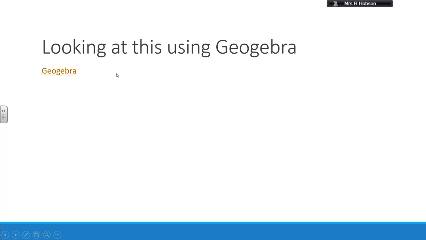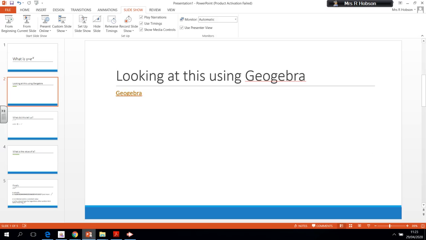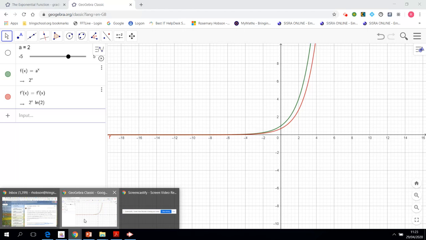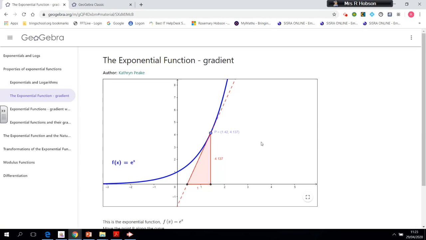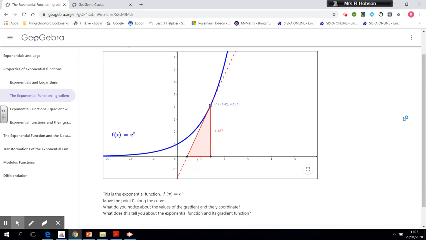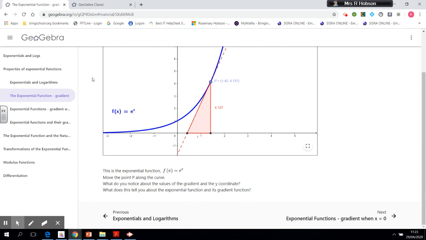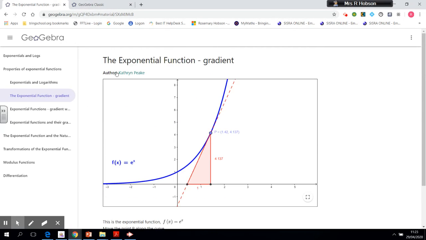GeoGebra is a free application that's available online and really worth using. So I'm going to show you where it all comes from so you can find it in GeoGebra. It's under exponentials and logs, and the author is Catherine Peake, so thank you to her for putting this on so that we can all look at it. So do use what's available, it's free to everyone.